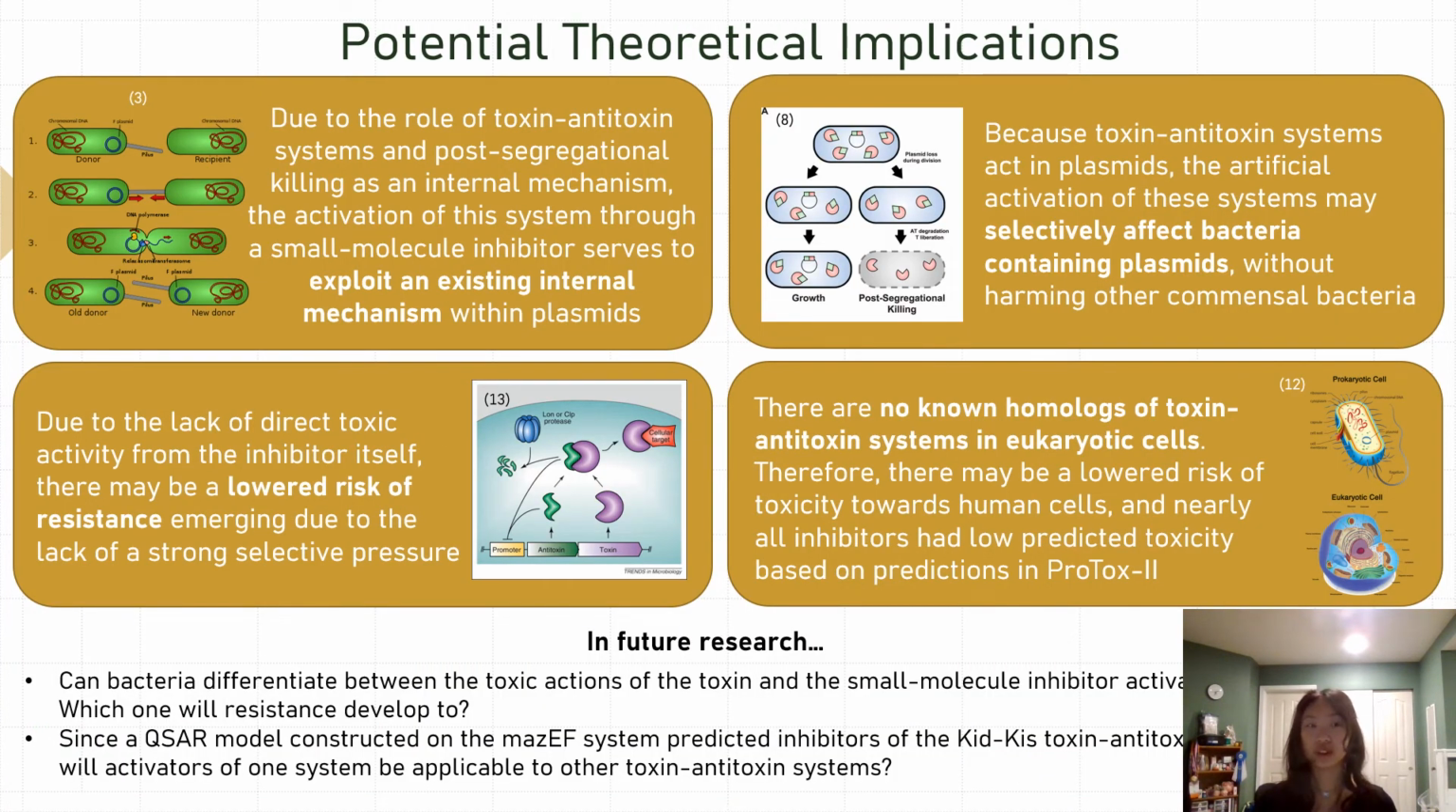Some further theoretical implications that could be explored may be the potential for selectively targeting bacteria containing resistance plasmids without harming commensal bacteria, since toxin-antitoxin systems are located in many low copy number resistance plasmids with no known homologs in eukaryotic cells.